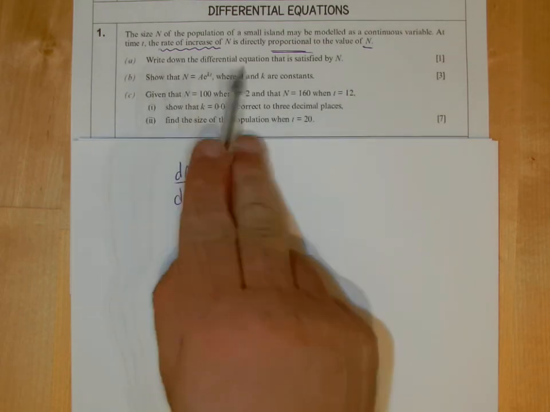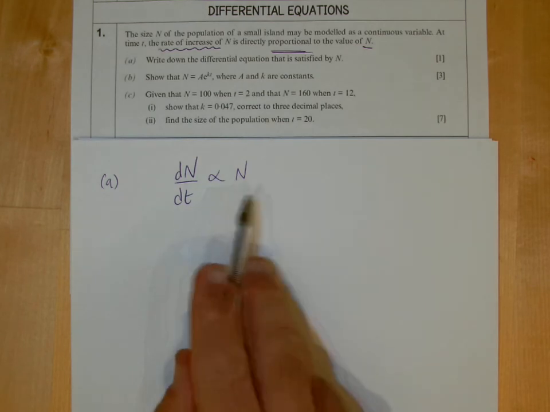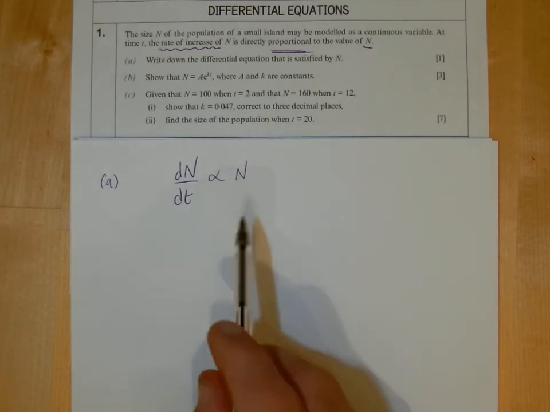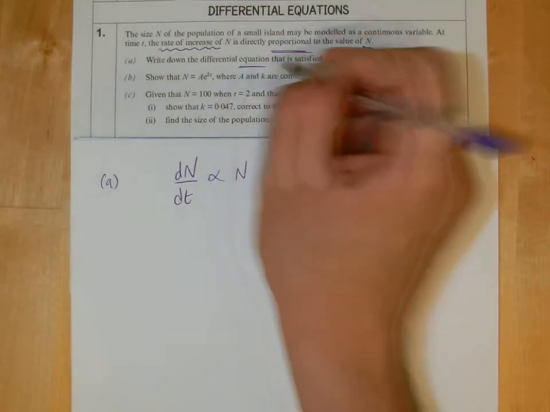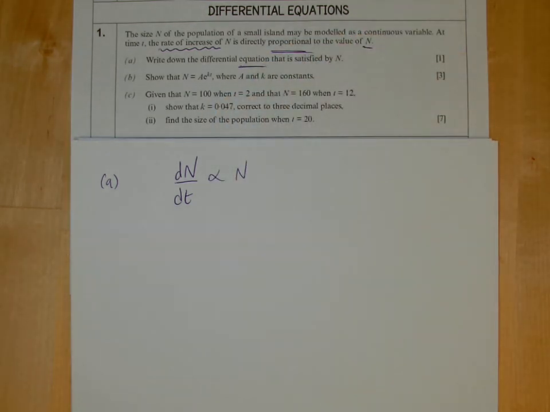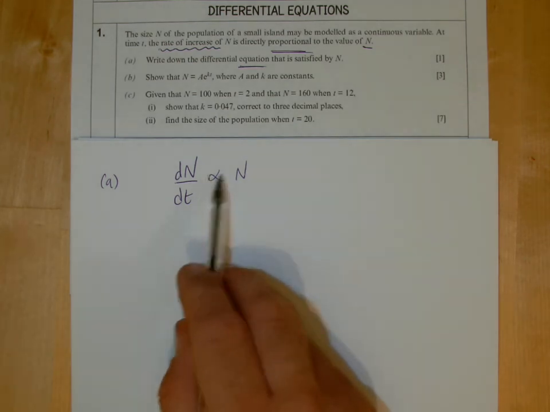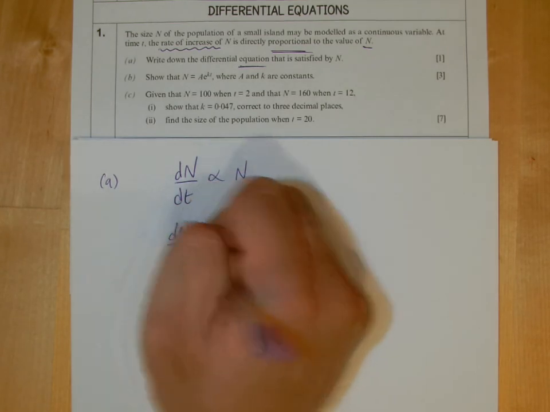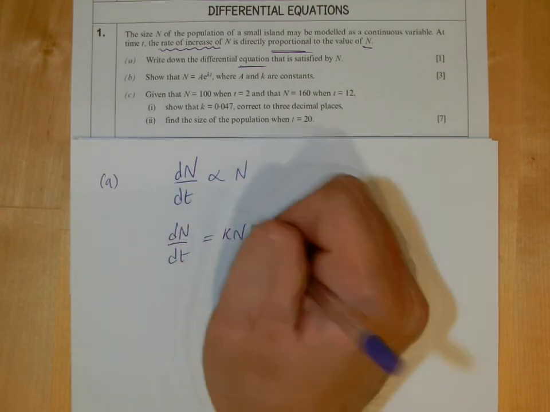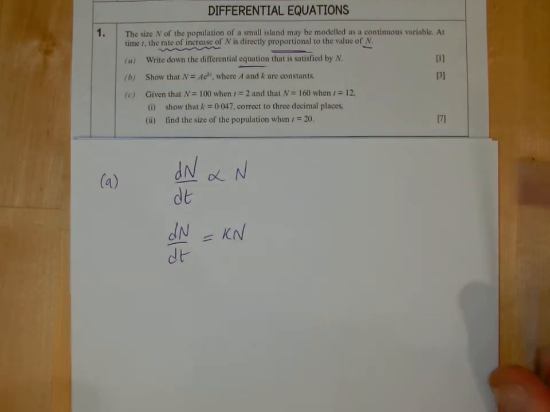Now in part A, it says write down the differential equation satisfied by n. Now we've written this here to show the proportionality, but in order to get a differential equation, I need to have an equal sign in there. Because if you remember, an equation's got an equal sign in it. So again, back to GCSE, when something's proportional, you can get an equal sign in there so long as you introduce a constant k. This constant k, like we had at GCSE, represents this proportionality, the constant of proportionality.